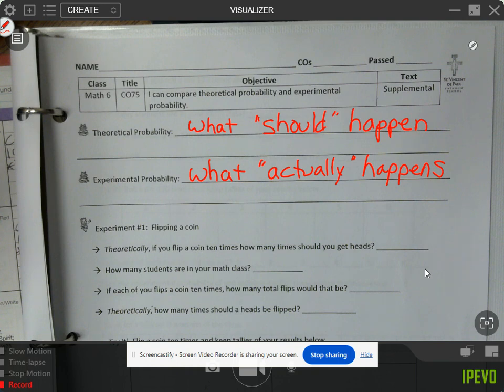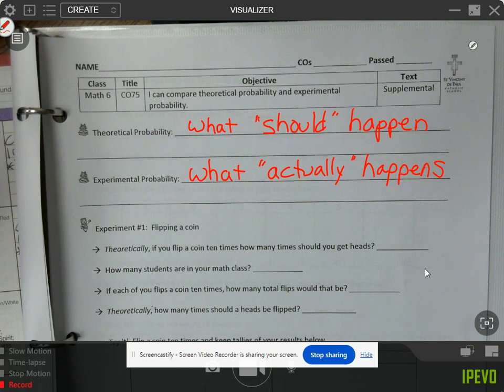So we are going to do some experiments in class. If you are watching this at home or you're watching this elsewhere, you are going to need a coin. You are going to need a dice. We're going to be talking about what will happen theoretically and what we actually get. So I have coins and dice in my room for us to use in here. So if you are somewhere else and you don't have a coin or a dice, make sure you check one out from me so you can do your work.